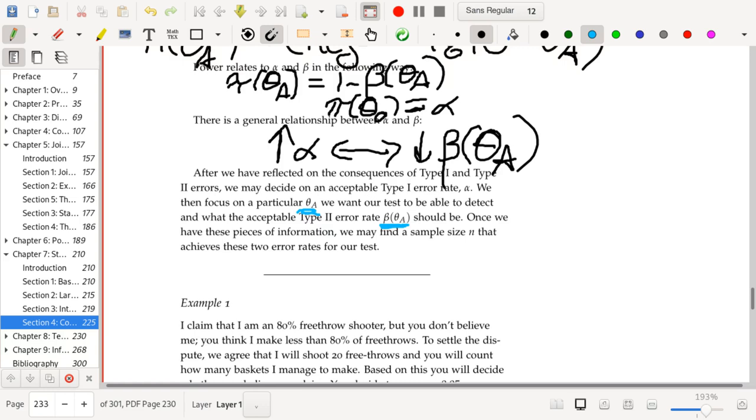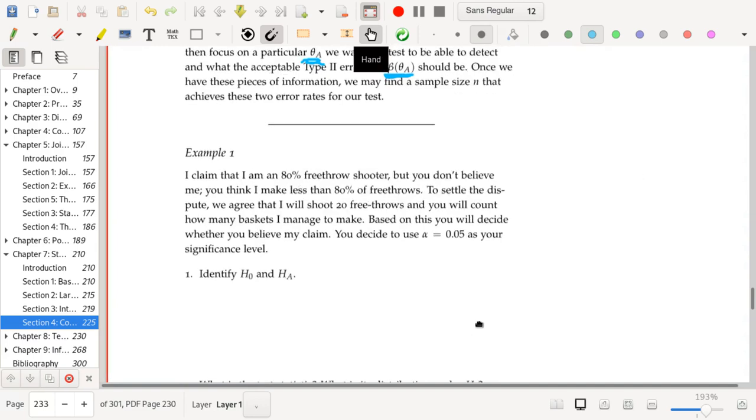And actually, once you do those two things, once you've said this is my type 1 error rate, and I want a type 2 error rate for this effect, or this difference from the null hypothesis, then you can actually figure out a sample size in many situations that will achieve those parameters. That will achieve that type 2 error rate for the type 1 error rate you decided. Right. And that's a part of study planning.